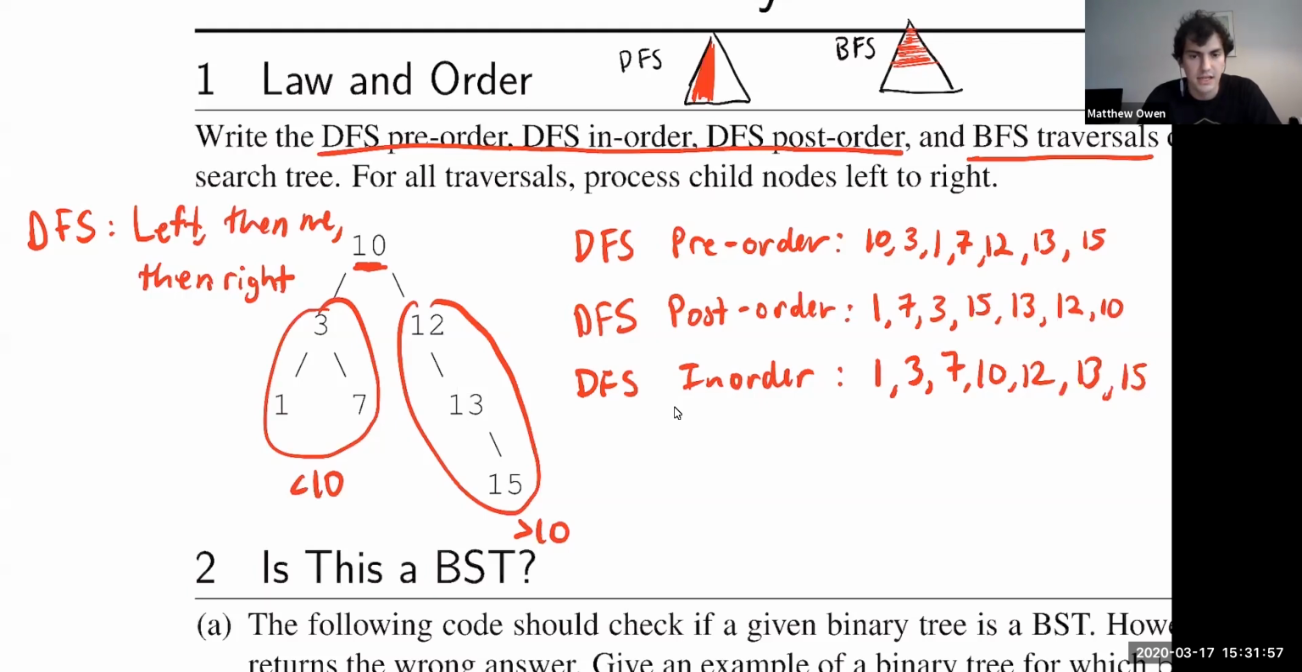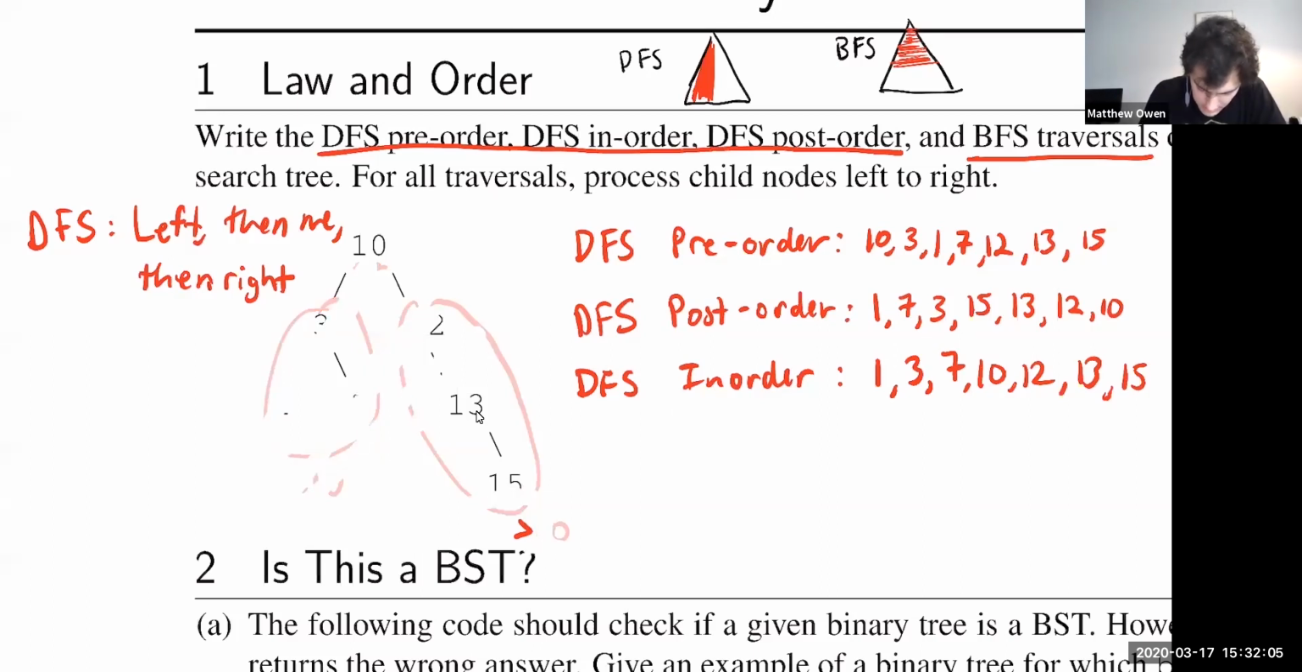So that basically concludes all of the DFS examples. Then we'll move on to what BFS looks like. So I'm going to go ahead and just erase this.